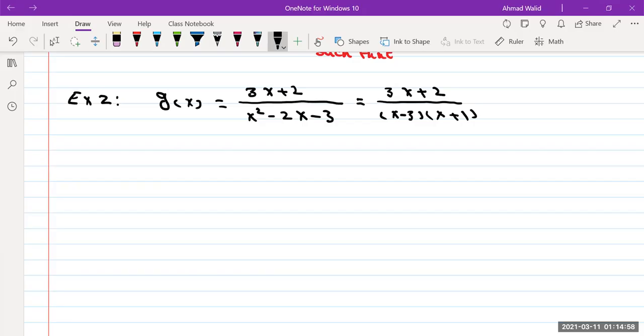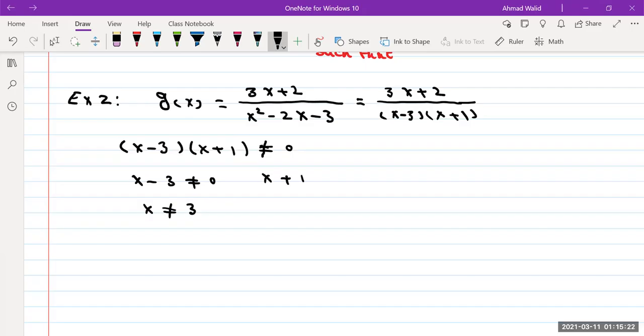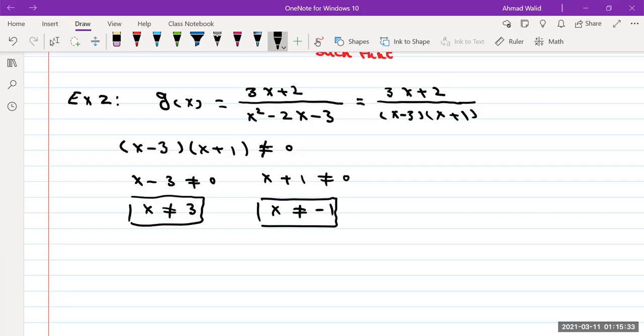Now, to write the domain, first find the restrictions. It means set the denominator, which is x minus 3 times x plus 1, equal to 0. Or use this sign, which way you use. Correct? X minus 3 cannot be equal to 0. It means x cannot be equal to 3. X plus 1 cannot be equal to 0. It means x cannot be negative 1. These are my restrictions, correct? Or you can say these two numbers are not in the domain of this function.